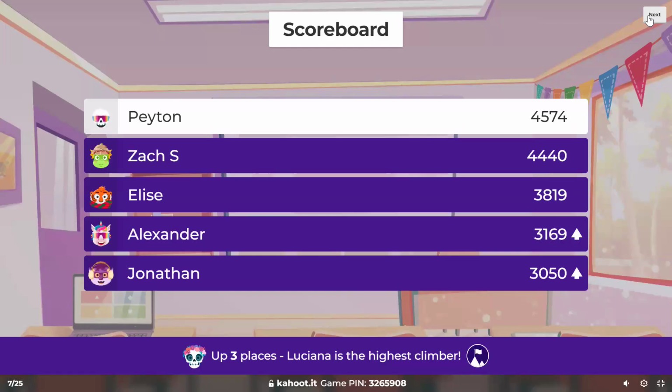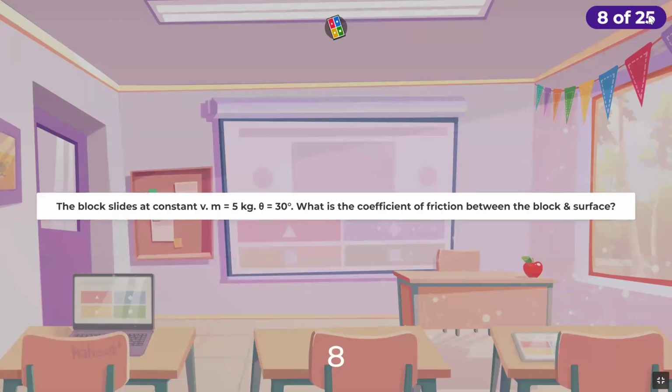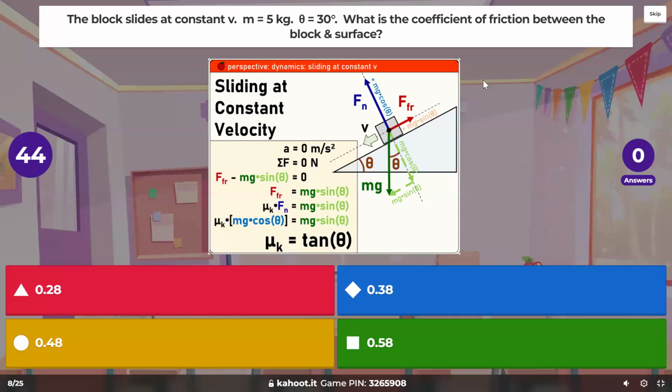I got Jonathan, Alexander, Elise, Zach, Peyton. Block slides at constant velocity. 5 kilogram block, 30-degree incline. What's the coefficient of friction?